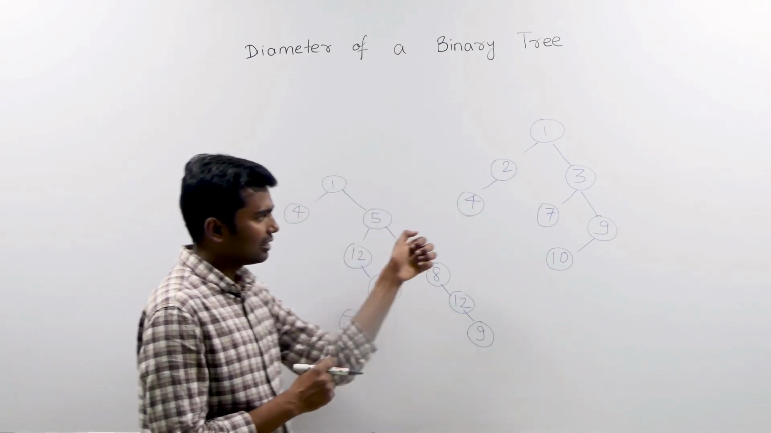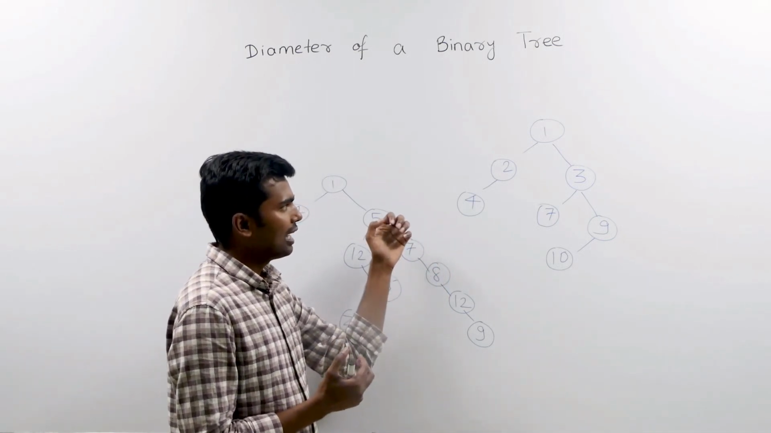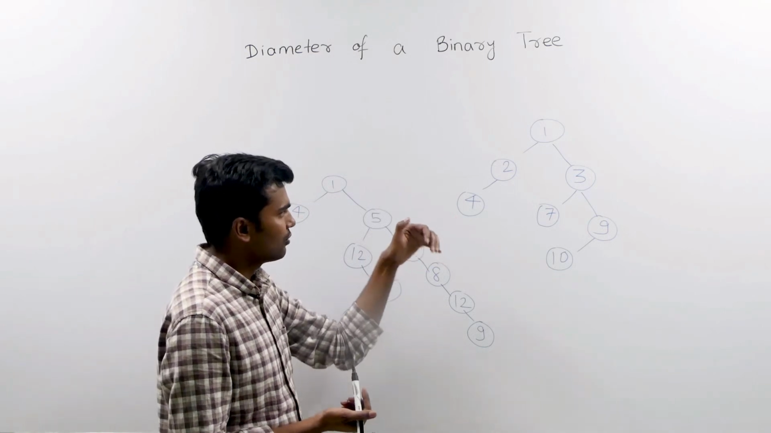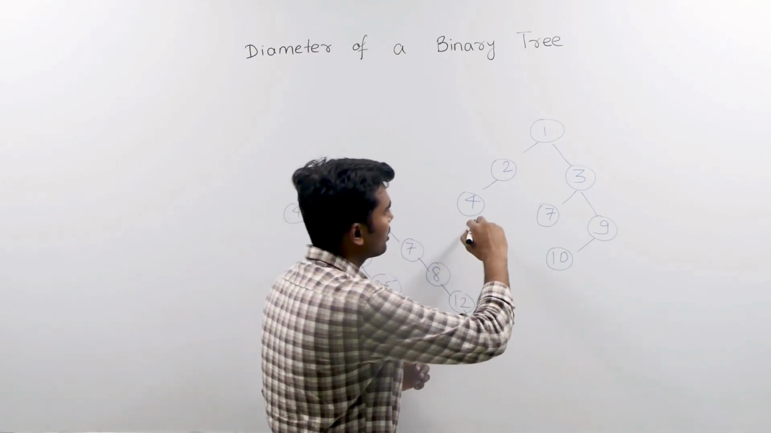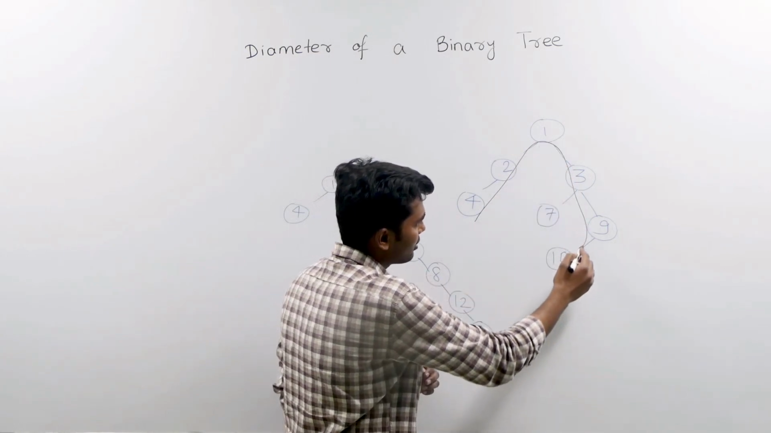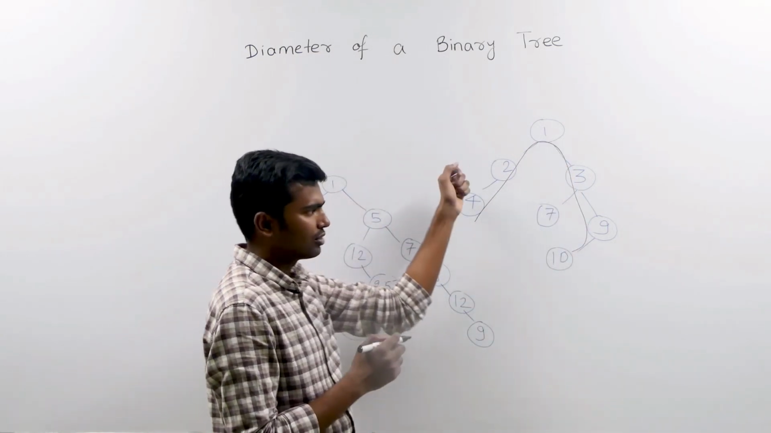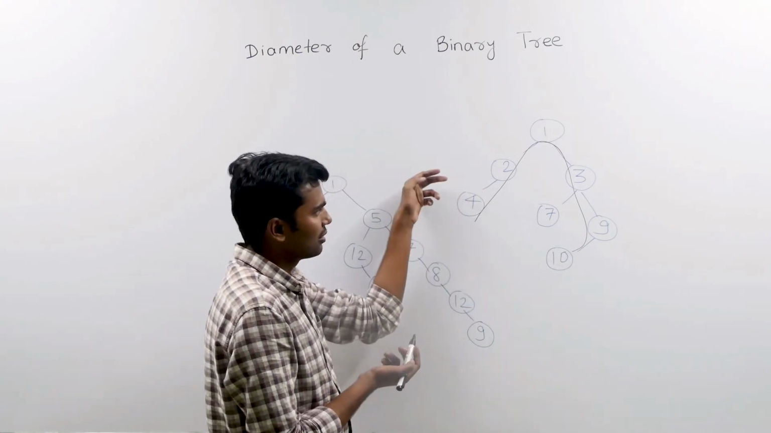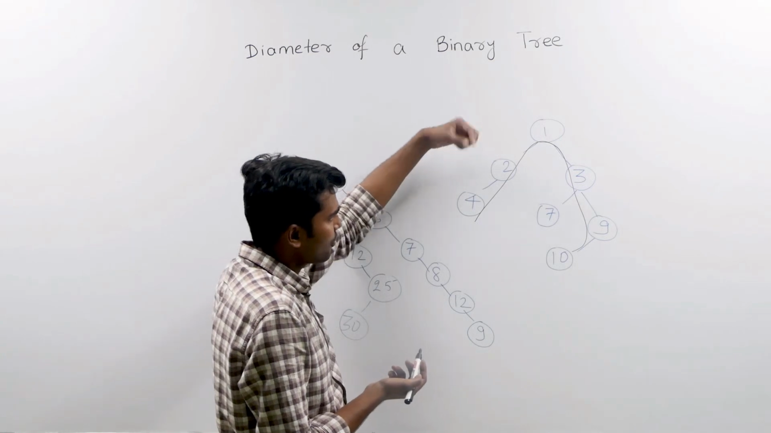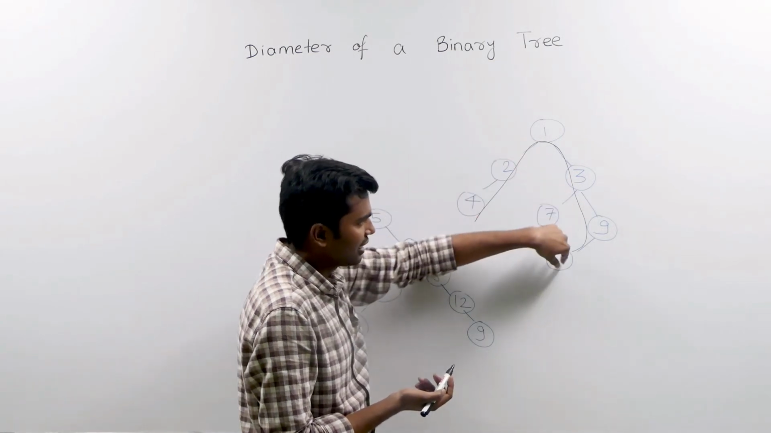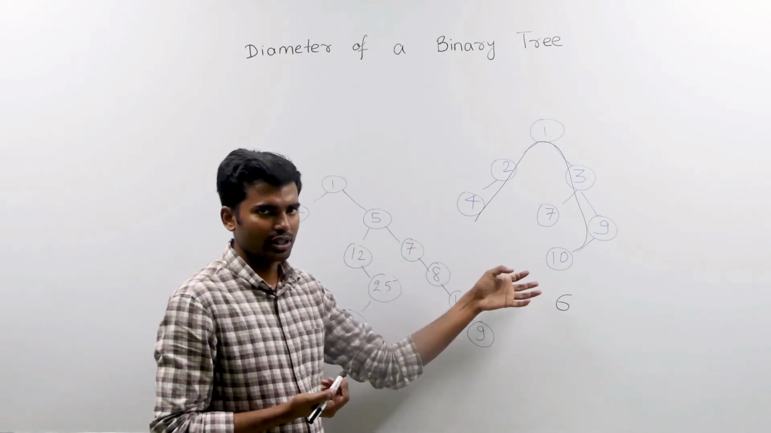So diameter is nothing but the longest path between any two nodes in that binary tree. For example, if you talk about this binary tree, the diameter will be this path, right? Because this is the longest path between any two nodes for this given tree, and the length of the diameter will be 1 2 3 4 5 6. So here our answer will be 6, right?